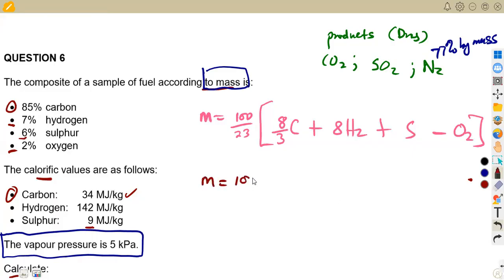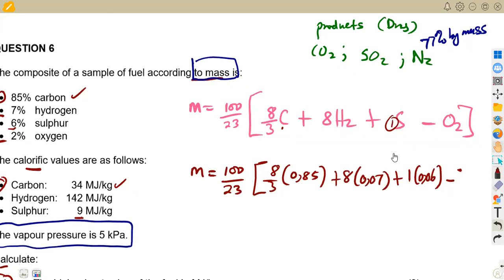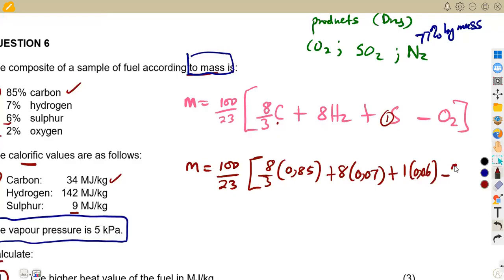So M is equal to 100/23 times 8/3 times the percentage of carbon, which is 0.85, plus 8 times the percentage of hydrogen, 0.07, plus sulfur, which needs 1 kg of oxygen, so 1 times the percentage of sulfur, 0.06, minus oxygen, which is 2%, that is 0.02. So M is going to be 100/23 times the mass of oxygen. Simplify this whole part here. This is the total mass of oxygen.